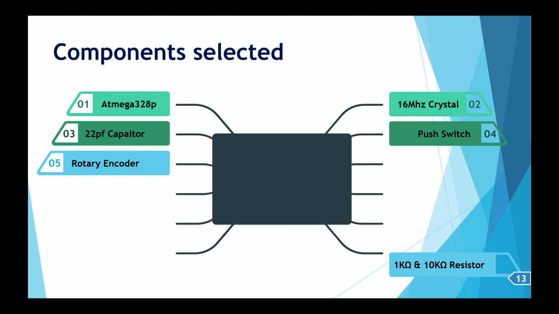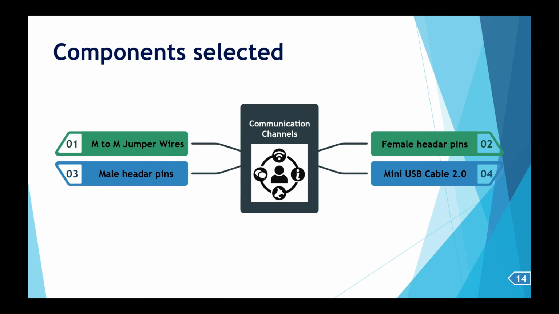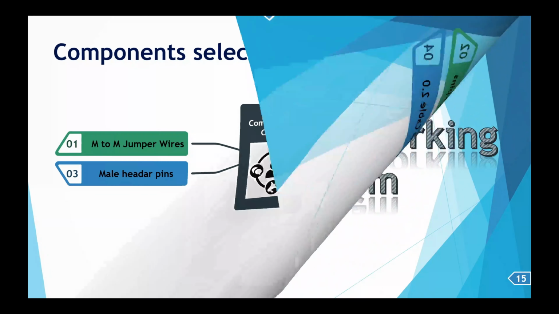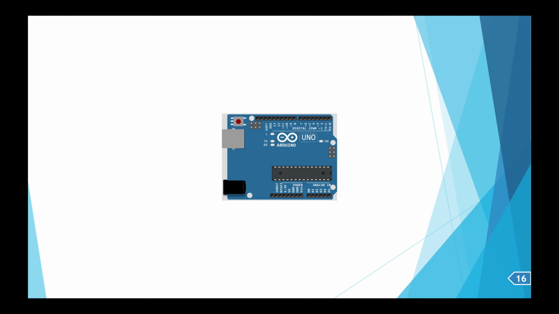Now let us see what are the components that we are using in this project. These are all the components that we will use throughout this project. For communication channels, we will use these four components, as you can see. Now let us understand how our total controller works. Remember one thing, that here we will discuss only the manual control mechanism. In the next session, I will discuss the automatic control mechanism.